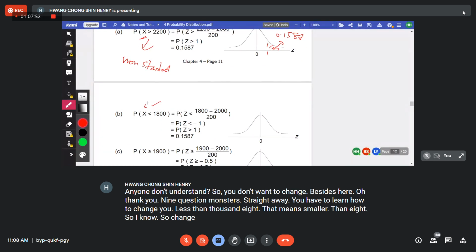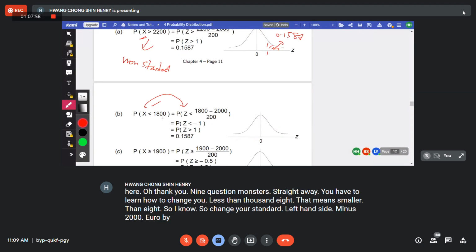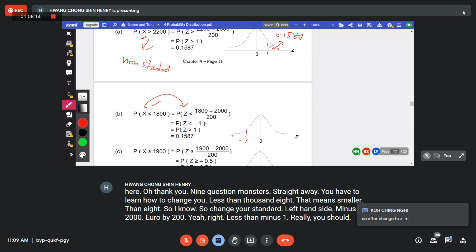So change to standard. Left hand side, minus 2000 divided by 200. Your right hand side, 1008 also minus 2000 divided by 200. This one becomes Z. This one becomes negative 1, right? Less than minus 1. Where do you shade? Smaller. That's why, right?